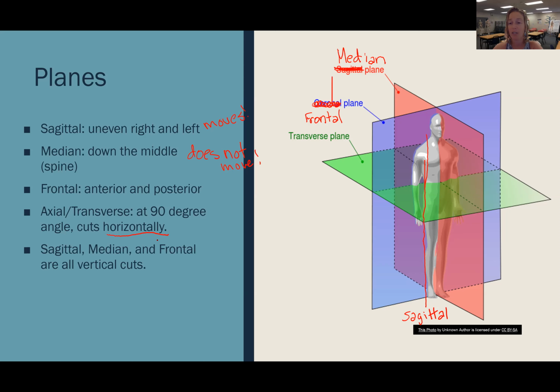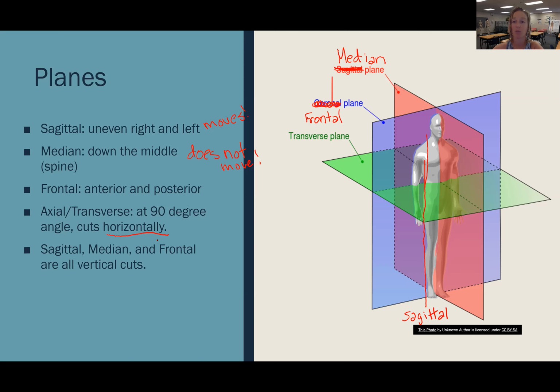So if I were to give you an image like this on a quiz or a test, I would hope that you at least get one right and know that it's transverse is the horizontal plane, okay? I know you guys will get all of them right, but you got a fair shot getting at least one.